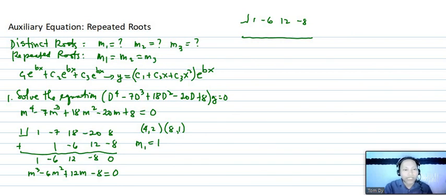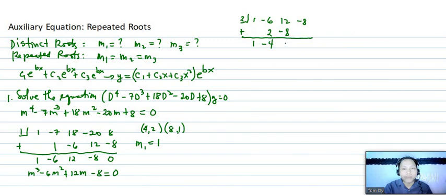For negative 8, we have the factors 1, 2, 4, 8. So we will make use of 2. 1, bring down 1. Again, this is positive. 1 times 2, that is 2. Negative 6 plus 2, that is negative 4. Negative 4 times 2, that is negative 8.